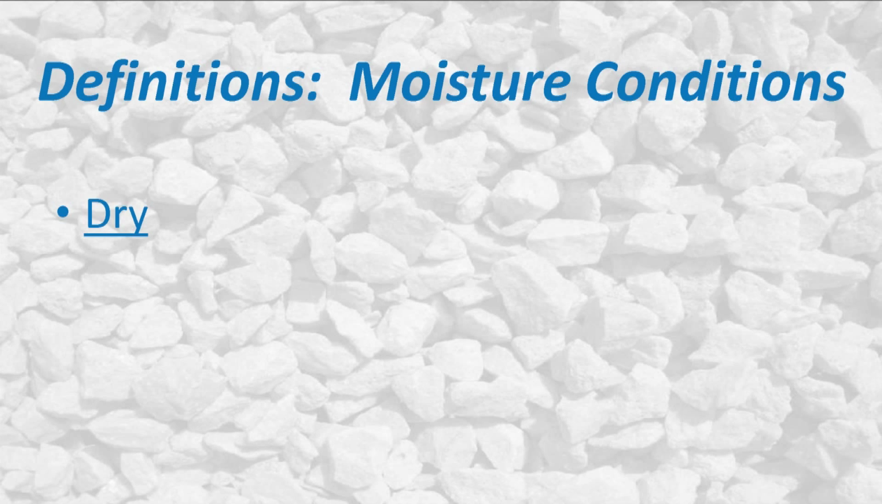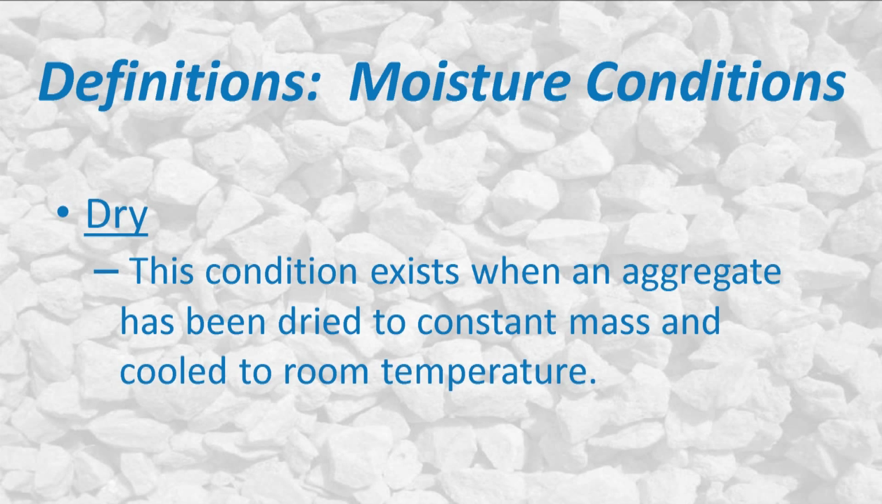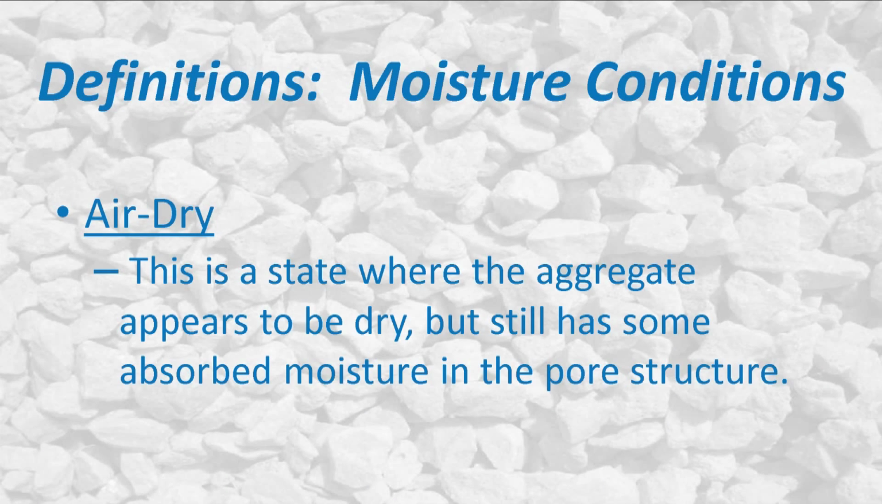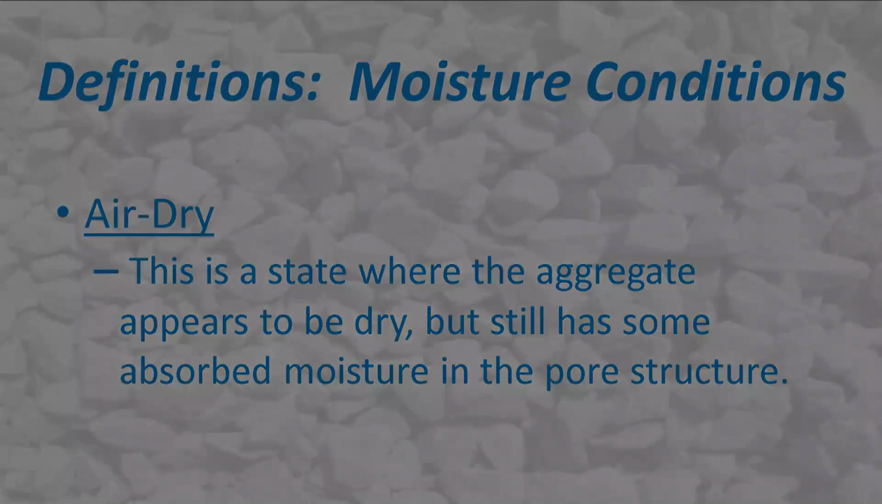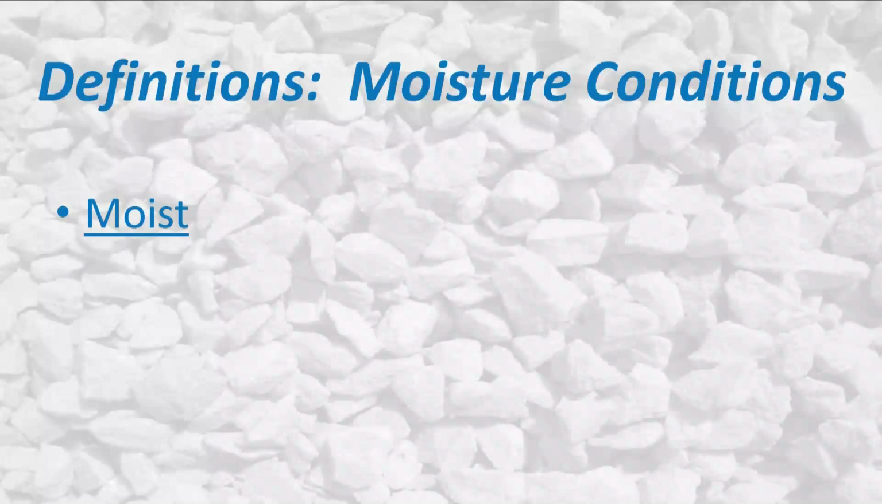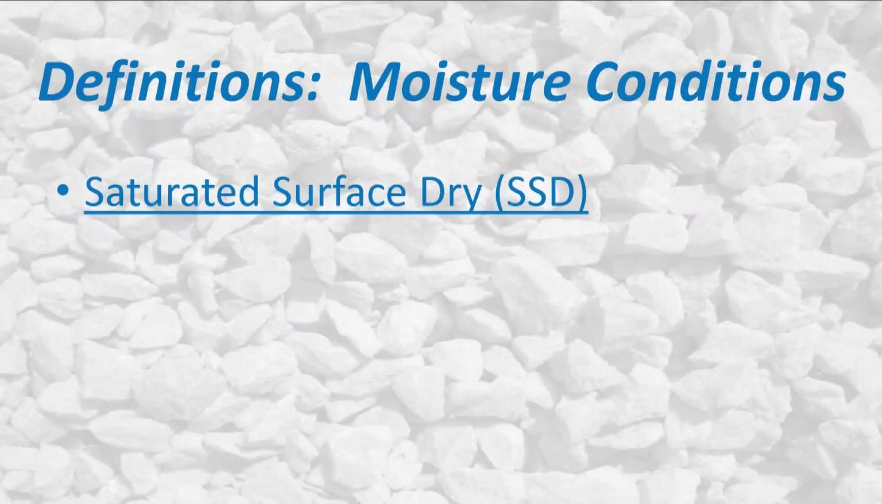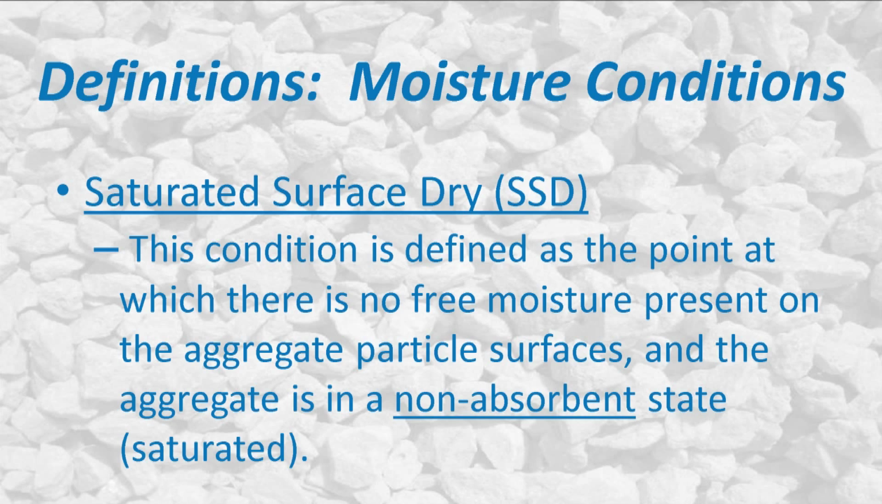Dry. This condition exists when an aggregate has been dried to constant mass and cooled to room temperature. Air dry. This is a state where the aggregate appears to be dry but still has some absorbed moisture in the pore structure. Moist. This is a condition in which free moisture is present on the aggregate particle surfaces. Saturated surface dry, or SSD. This condition is defined as the point at which there is no free moisture present on the aggregate particle surfaces and the aggregate is in a non-absorbent state, or saturated.